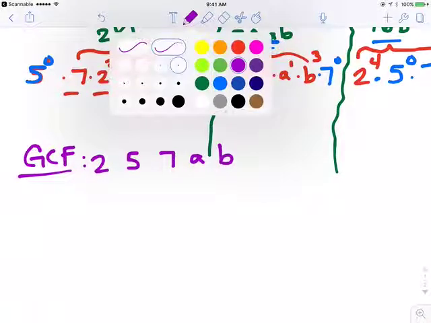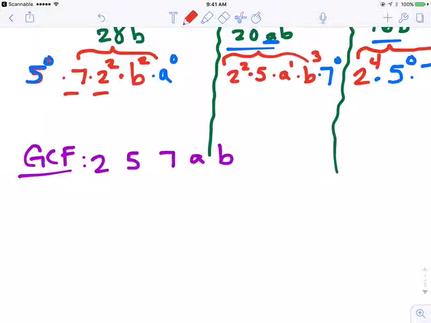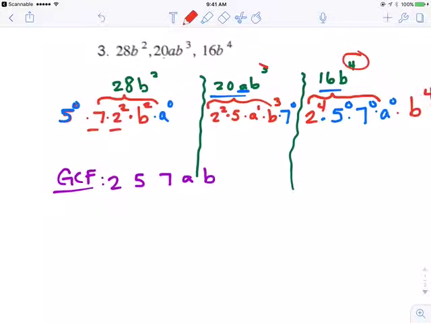So now let's put all the powers on them. I'm picking the lowest power. Lowest power for my 2? Lowest power of 2 was definitely 2 to the power of 2. Nice. What about for my 5s? Nice. 7s? 0. A? 0. B? 2. Yep. So what does that equal? 4B squared, right? Isn't that nice? Look at how beautiful that is.